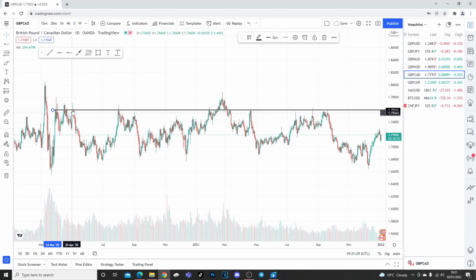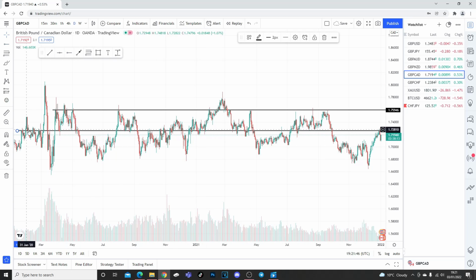As you can see, tap, tap, tap, tap, tap. Little taps here. That is a level of support as well as resistance. I'll do another one. These lows here, tap, tap, tap, tap, tap.